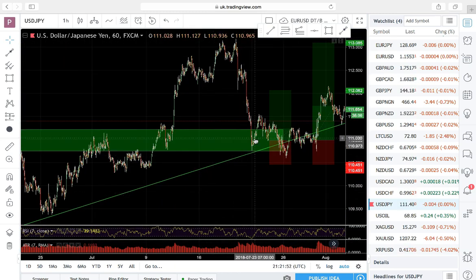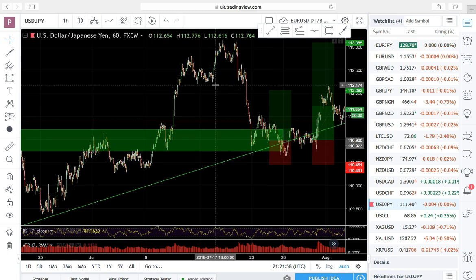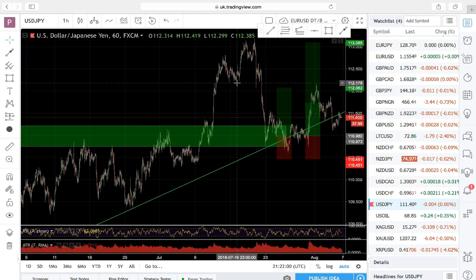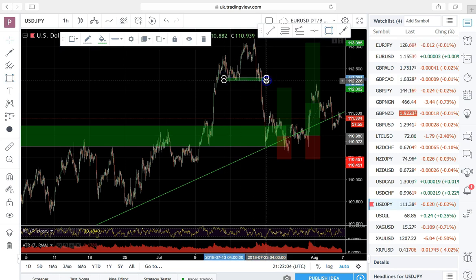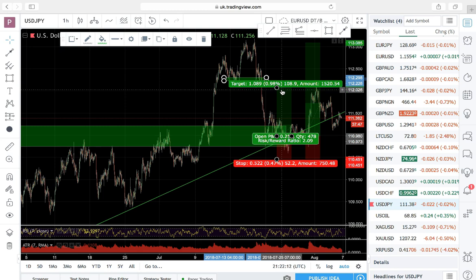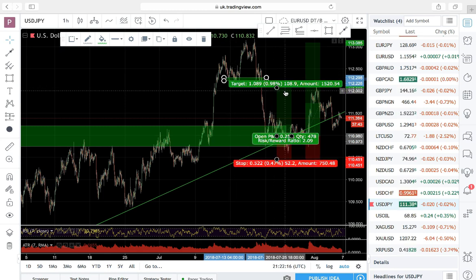Now that's your entry. Question: where's my stop? Below structure. Where's my target? At structure. First target is minus structure. Don't forget, I don't want to fight off any buyers or sellers. I just want to take what I can and be out. And if you notice, my target is actually a little bit below that structure level because I want to be out before any resistance actually sets in.